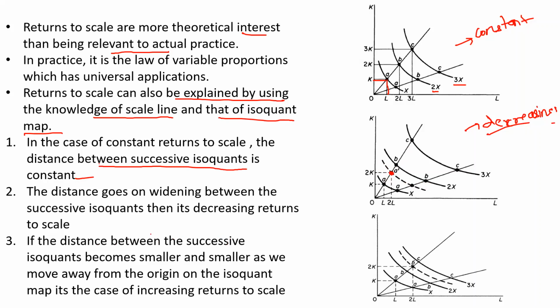Now if the distance between the successive isoquants becomes smaller and smaller as we move away from the origin, then this is said to be increasing return to scale. So this is the case of increasing return to scale. You can see here the distance between the successive isoquants is decreasing. And if we double the inputs, that is 2k and 2l, the output which is produced is more than 2x. It was supposed to be at this level, but it is at more than 2x. So this is increasing returns to scale.